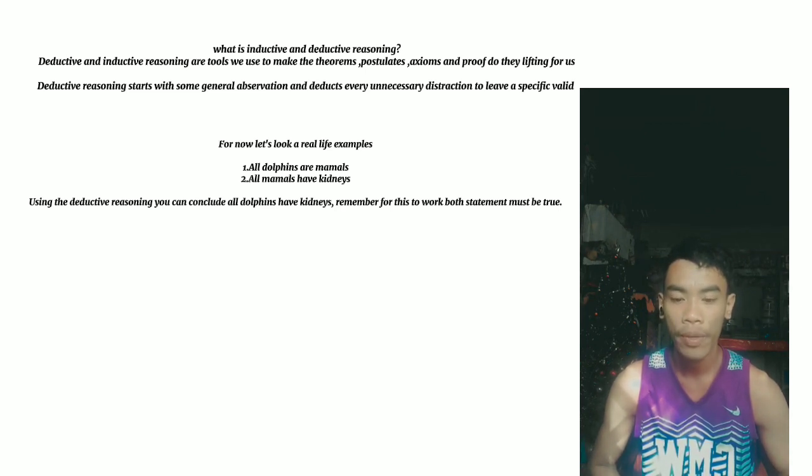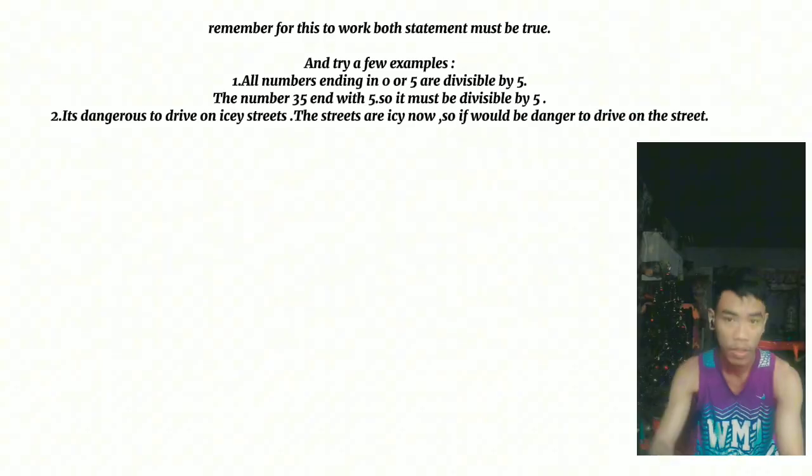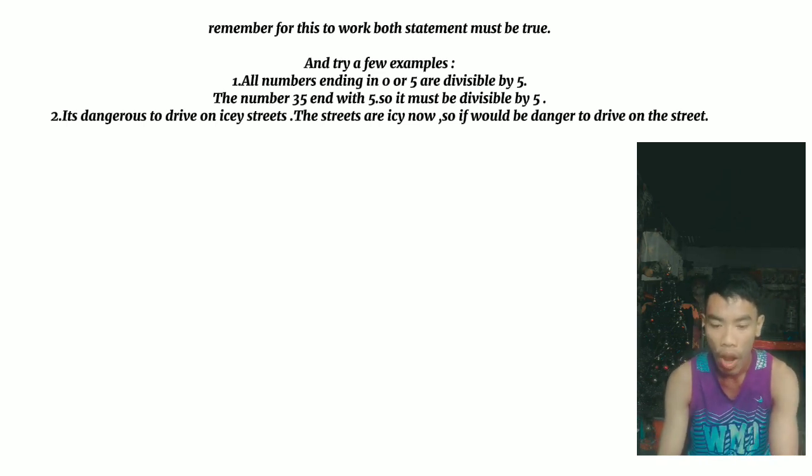First, all dolphins are mammals. All mammals have kidneys. Using deductive reasoning, you can conclude all dolphins have kidneys. Remember, for this to work, both statements must be true. Let's try a few examples. All numbers ending in 0 or 5 are divisible by 5. The number 35 ends with 5. So, it must be divisible by 5.